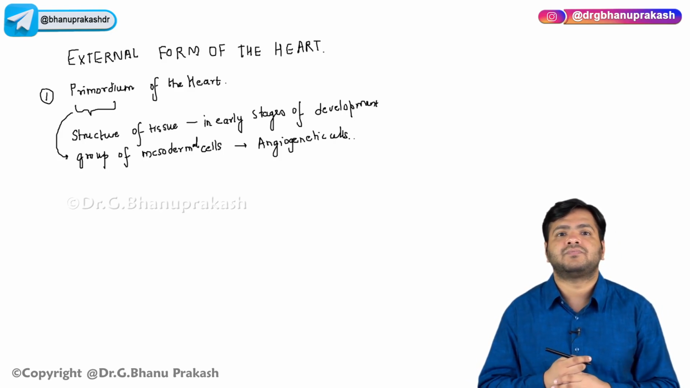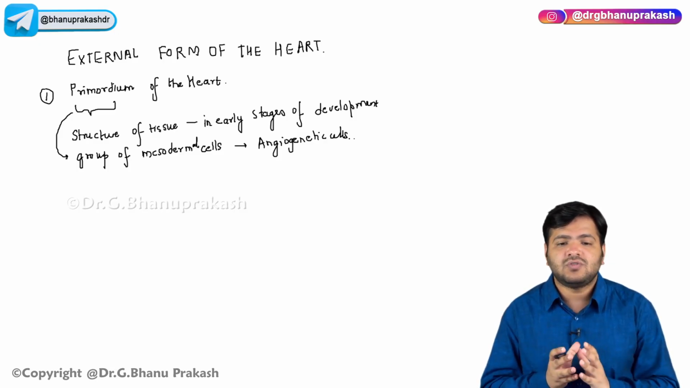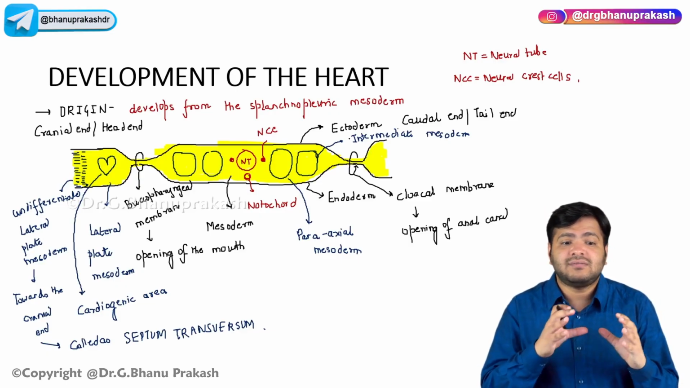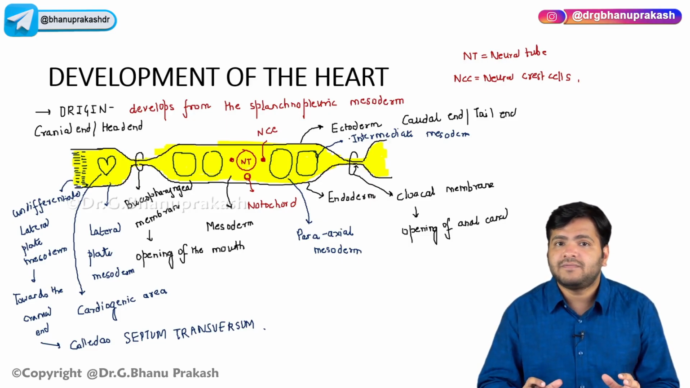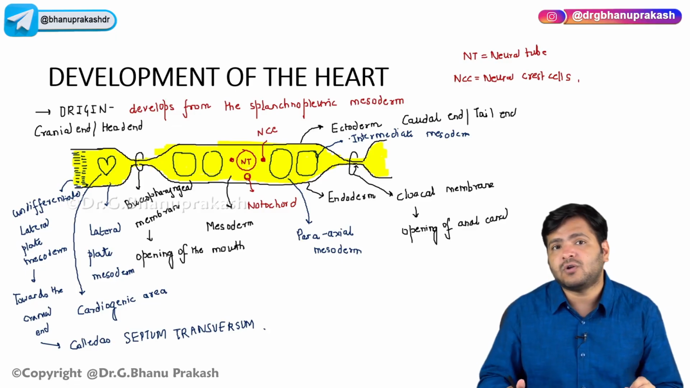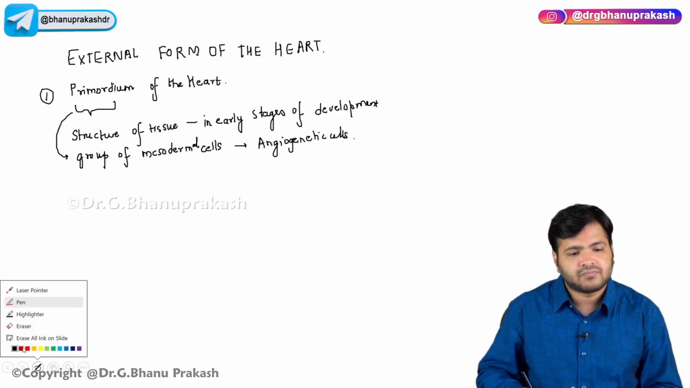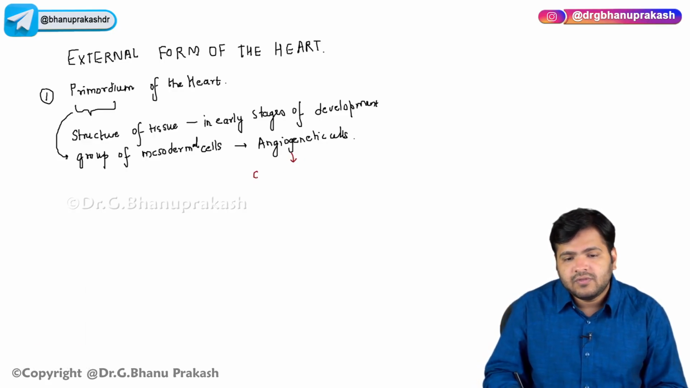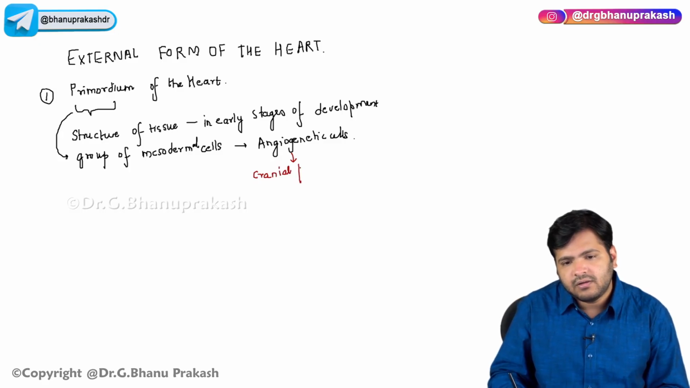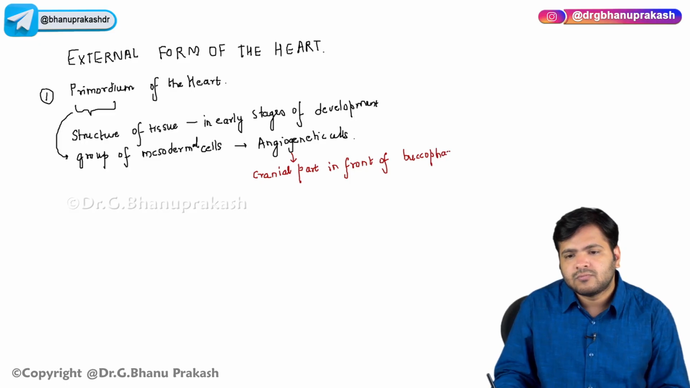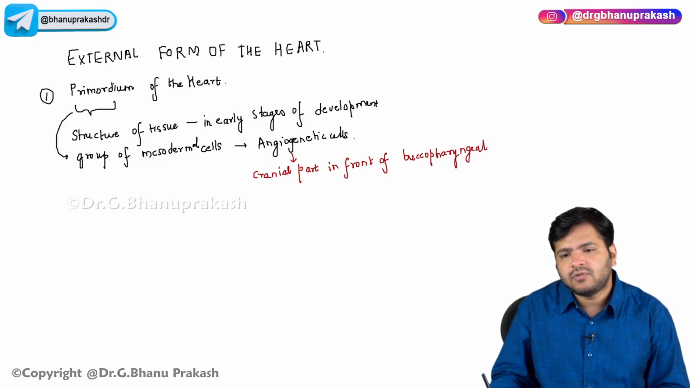Now, if you just see this diagram clearly, these angiogenetic cells are in the cephalic part, or I can say the cranial part of the embryonic disc, and it is just in front of the buccopharyngeal membrane. So remember, these angiogenic cells are in the cranial part, in front of the buccopharyngeal membrane.